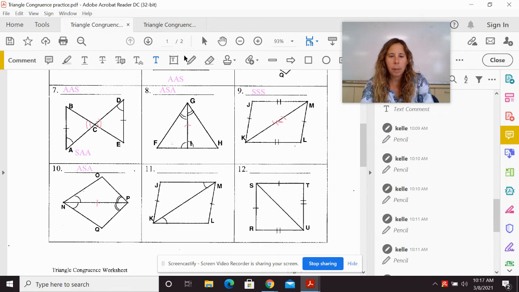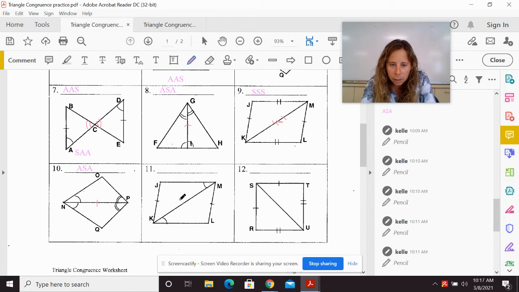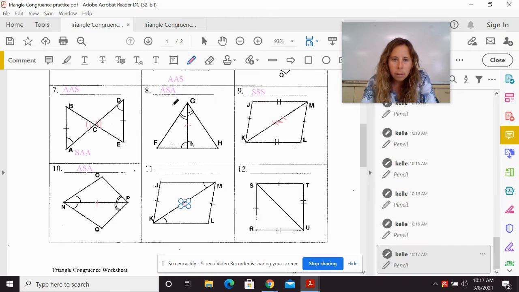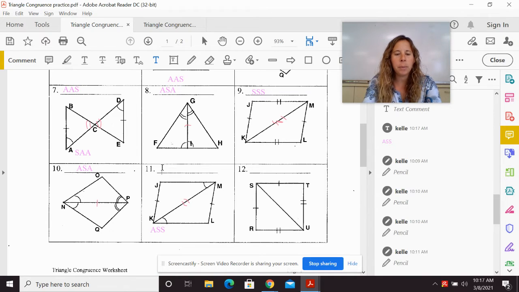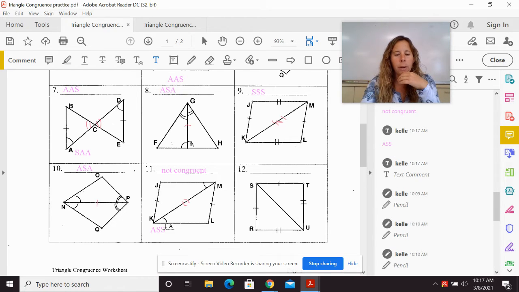Number 11, I'm going to go ahead and draw in my mark on my shared side. Let's see. So I have angle, side, side. Angle, side, side. Ooh, that's not one of them. So that is not congruent. Okay, that is not one of our theorems.